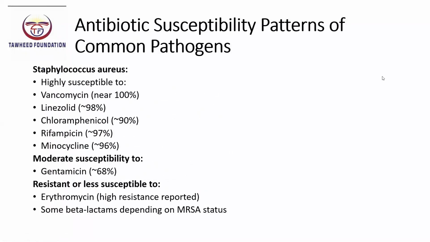So, S. aureus species is highly susceptible to vancomycin, linezolid, chloramphenicol, rifampicin, and minocycline. It is showing moderate susceptibility to only the gentamicin drug, and it is resistant or less susceptible to erythromycin, which is highly resistant as it is reported, and some beta lactams depending on MRSA status.